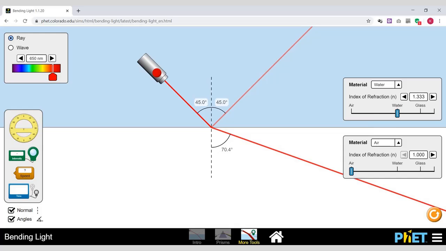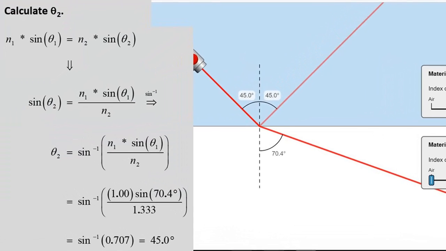Now while I have this picture up, let's do a calculation involving Snell's law. Let's assume that you have the incident angle and the indexes of refraction for both mediums. You are asked to calculate the angle of refraction for medium number 2. You can easily calculate it in the following manner. So quickly going over this, this is what we see.